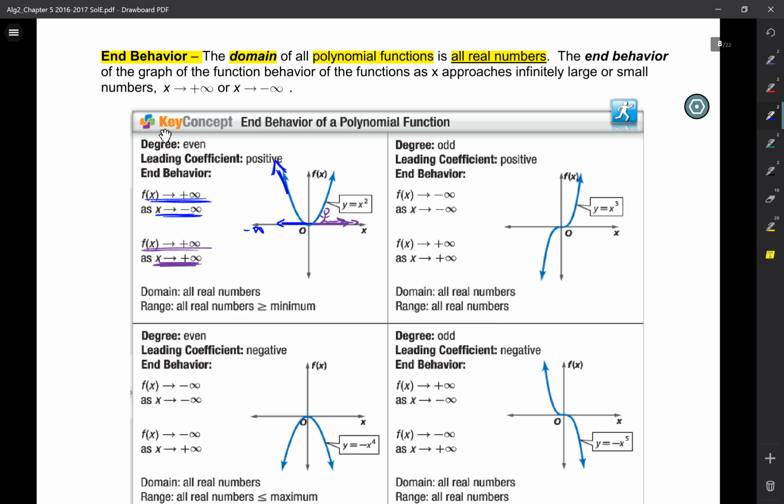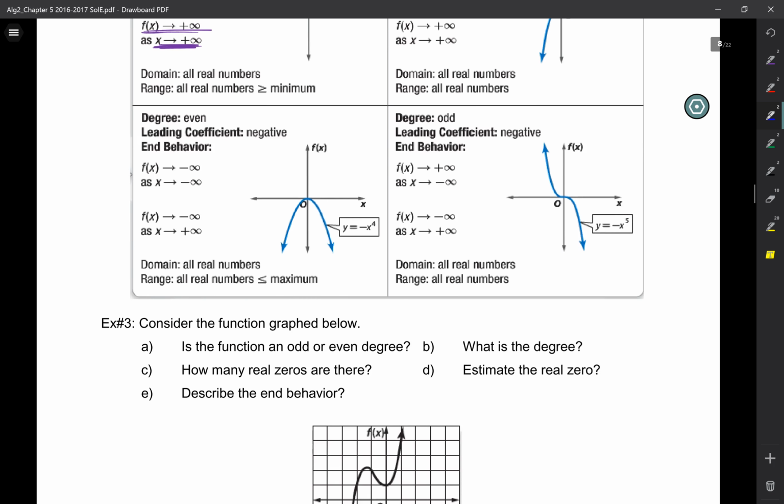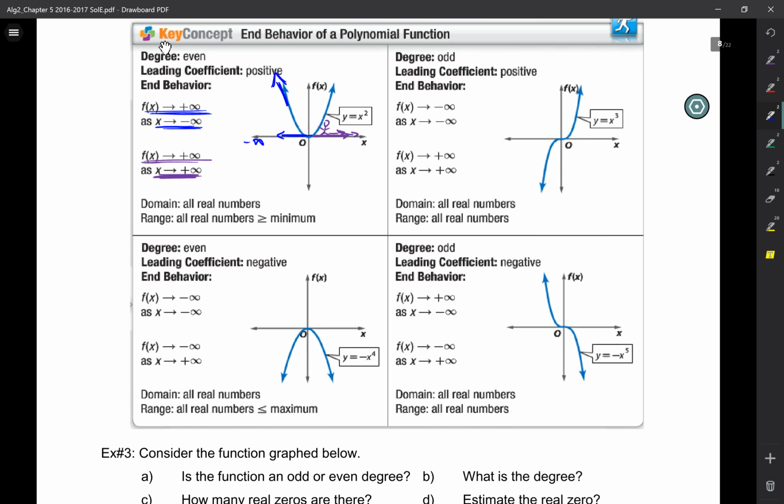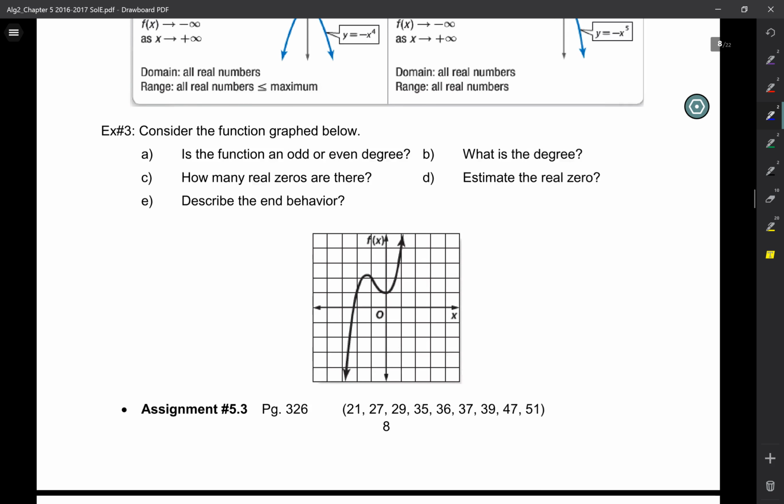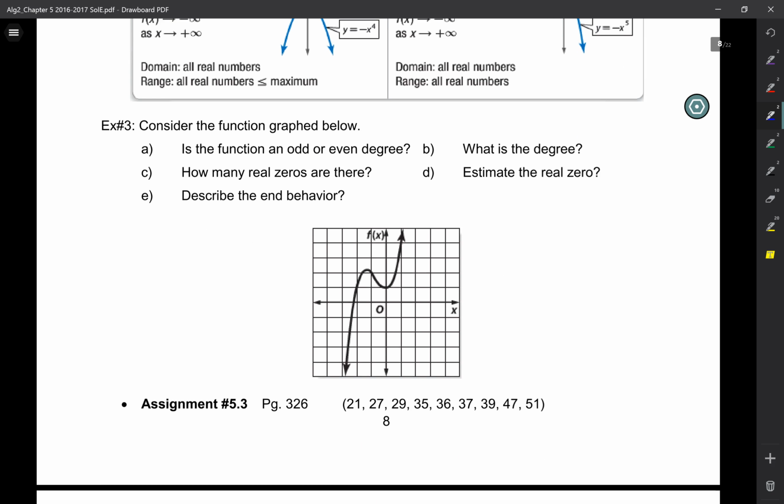All right, let's do an actual example, because again, we can look at this chart all we want. This is an example of a graph. Normally, that's what you're going to run into. So first of all, it asks if the function is odd or even degree. What do you think? Odd or even? Odd. Why is it odd? Because one side goes up while the other side goes down.